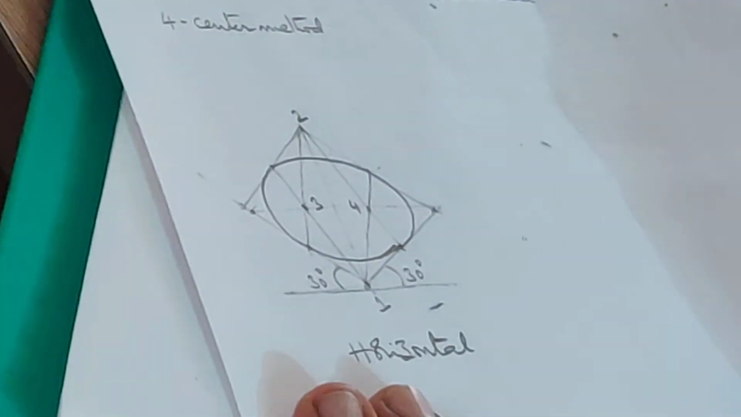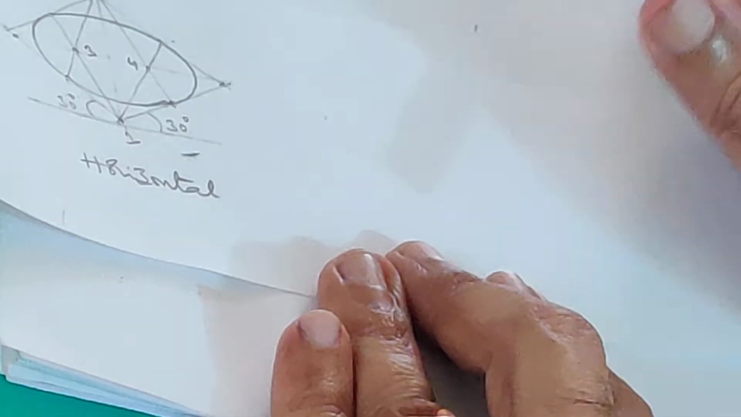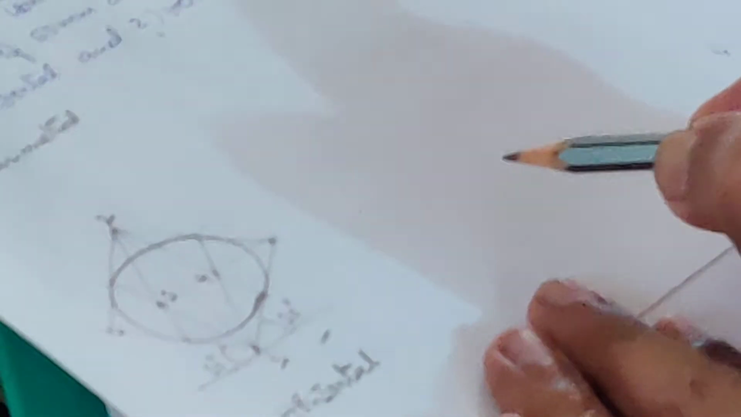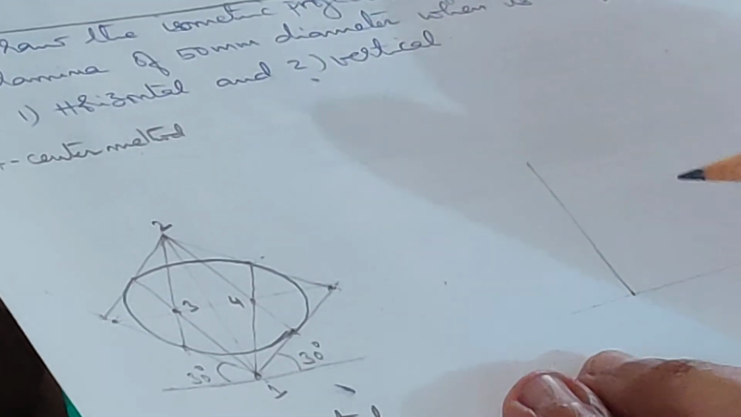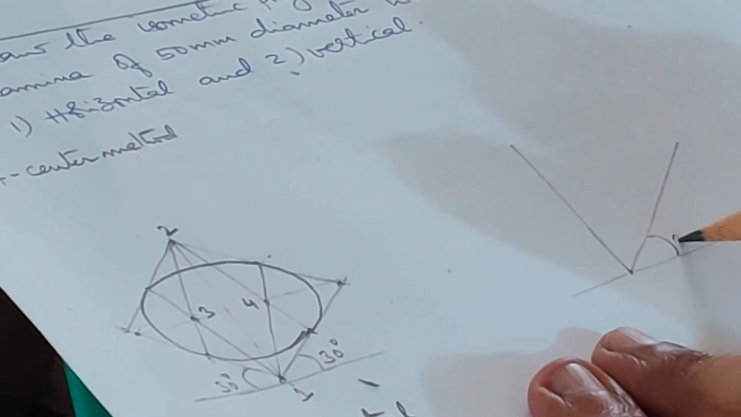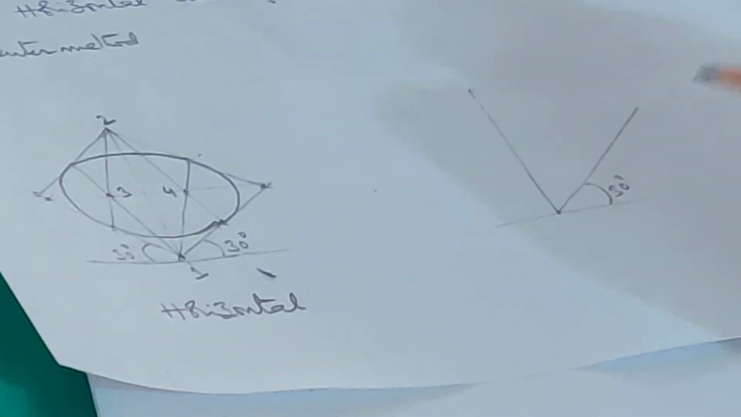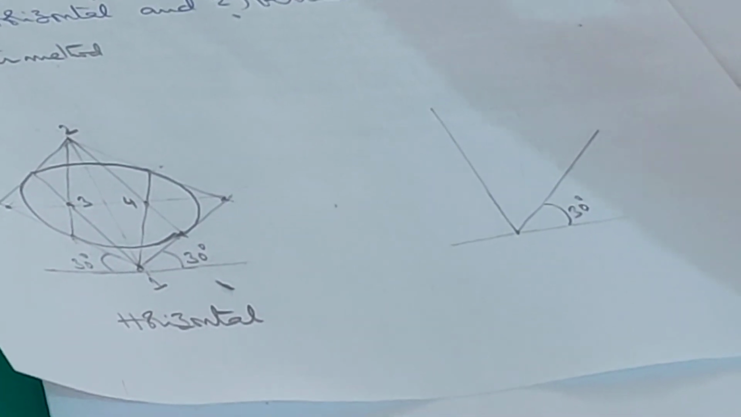But when the circle is in a vertical plane, how to draw the isometric projection? The same method we follow, but this time we are going to make use of one of the vertical axis. This is vertical axis, the other is 30-degree axis. This is 30 degree. So we make use of these 2 axes to draw the isometric projection in a vertical plane.